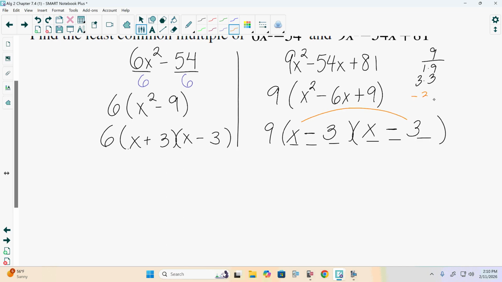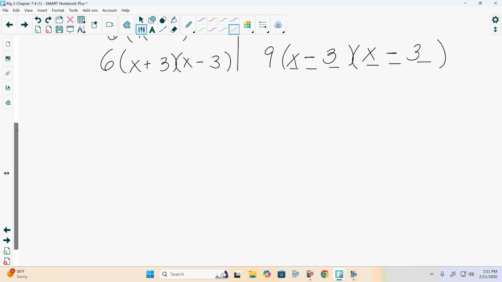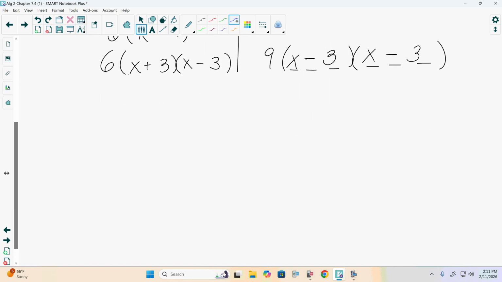x times negative 3 is negative 3x. Negative 3 times x is negative 3x. And negative 3x minus 3x is indeed negative 6x. So that is the correct middle term. That's the one we want. Questions on how we got to this point here?